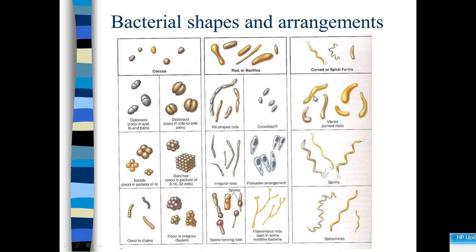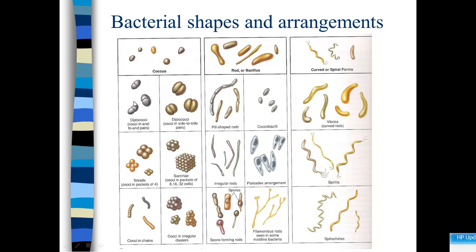Vibrios are curved rods. You can have different variants of rods. There are stubby rods, we call those coccobacilli, pill-shaped rods, palisades arrangement. This is where 2 cells are hinged, just 2 rods, and so they actually make sort of a hinged arrangement. Sometimes you'll see some that form filaments, and then obviously, like we talked about before, some will form spores.